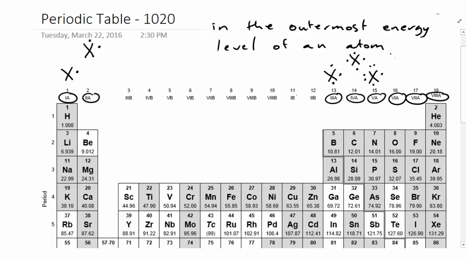Group 16 would have 6 dots. Group 17 would have 7 dots. And group 18 would have 8 dots.